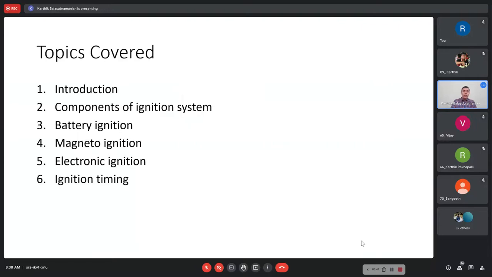Okay. So this is what we will cover as far as the ignition system is concerned. And then we'll go to the fuel system, and then the electrical and electronics will come further. In the ignition system, first we will talk about components of the ignition system. Then we'll talk about battery ignition, magneto ignition, electronic ignition, and then we'll discuss ignition timing. There is a necessity for ignition timing. What is this ignition timing all about?